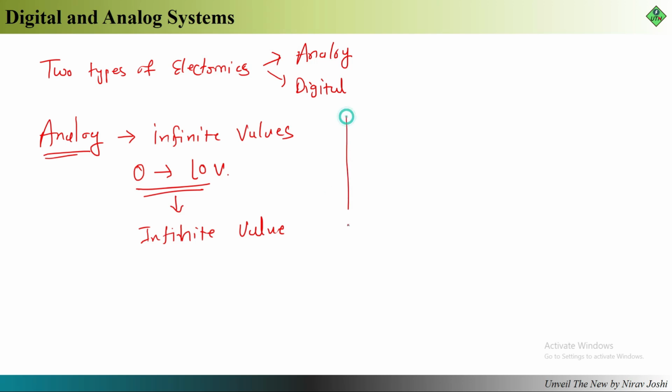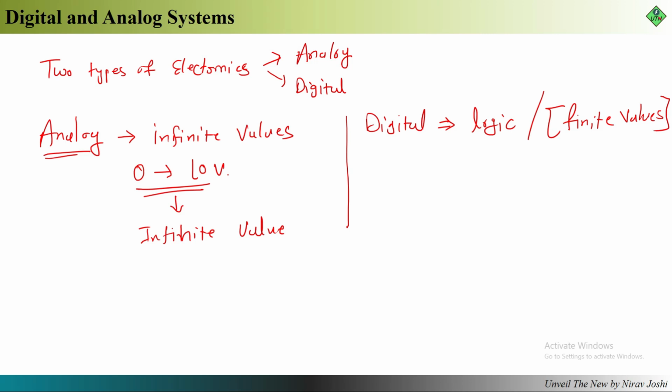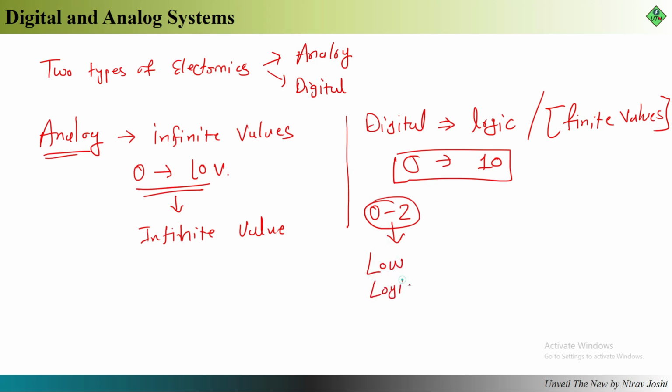Fine. And if we speak about digital, then digital always plays in logic, or we can say finite values. Now what is the meaning of this logic, or finite values? Here I have given an example. If my voltage range is from 0 to 10, the same example we will take for digital also. If my voltage belongs to 0 to 2, it will be considered low logic, or we can consider it 0.